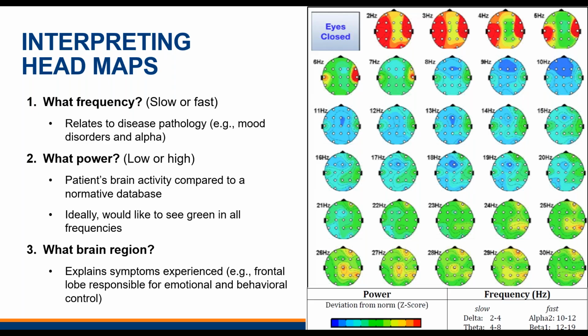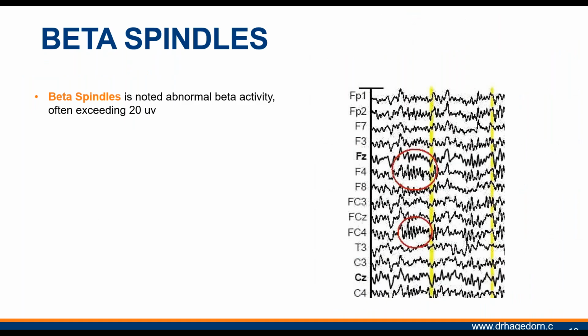So this is what we would call our quantitative EEG, right? There's really nothing subjective about this. It's all based on algorithms and math and database comparisons. Now, when we talk about beta spindles, that can lean a little bit more subjective, because it's up to you, with your eye, to identify what are known as beta spindles.